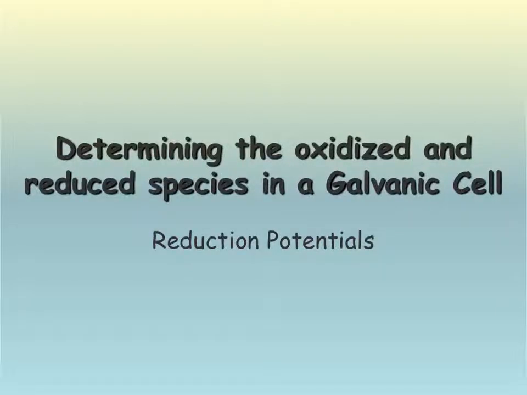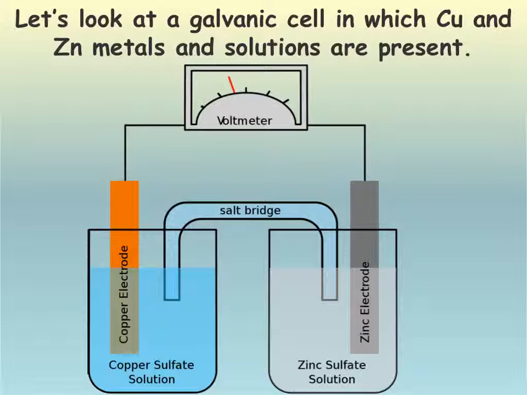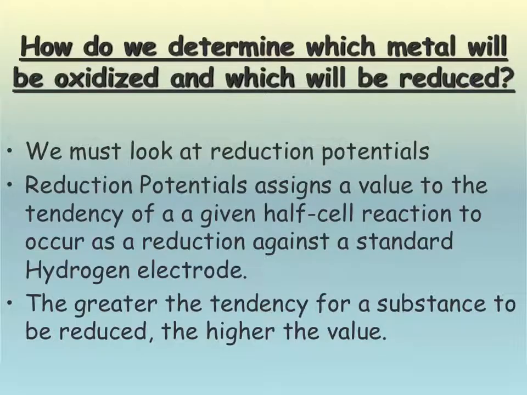All right, in this podcast, we're going to talk about reduction potentials, specifically in the context of being able to look at a galvanic cell and determine which species is going to be oxidized and which species is going to be reduced. All right, so previously I had shown you this copper zinc galvanic cell, so I just wanted to remind you. So if I were to look at that cell, how would I be able to determine which metal is going to be oxidized and which is going to be reduced?